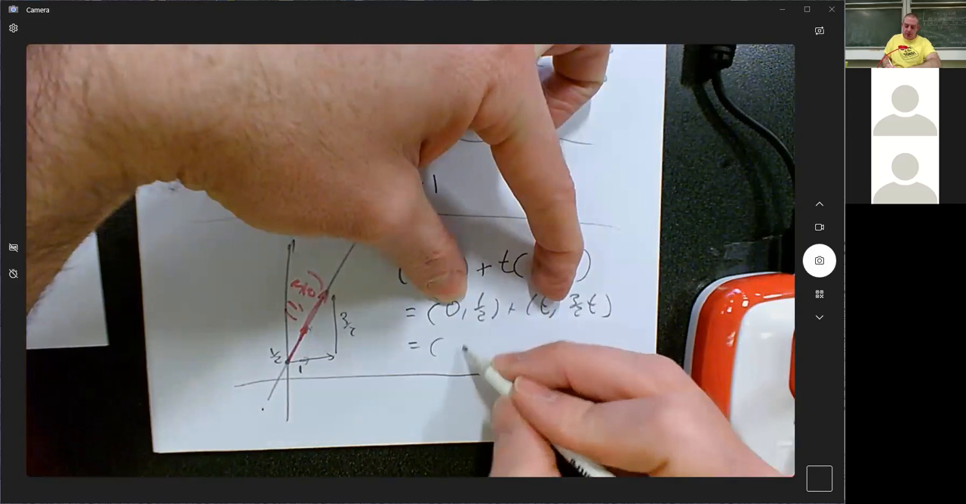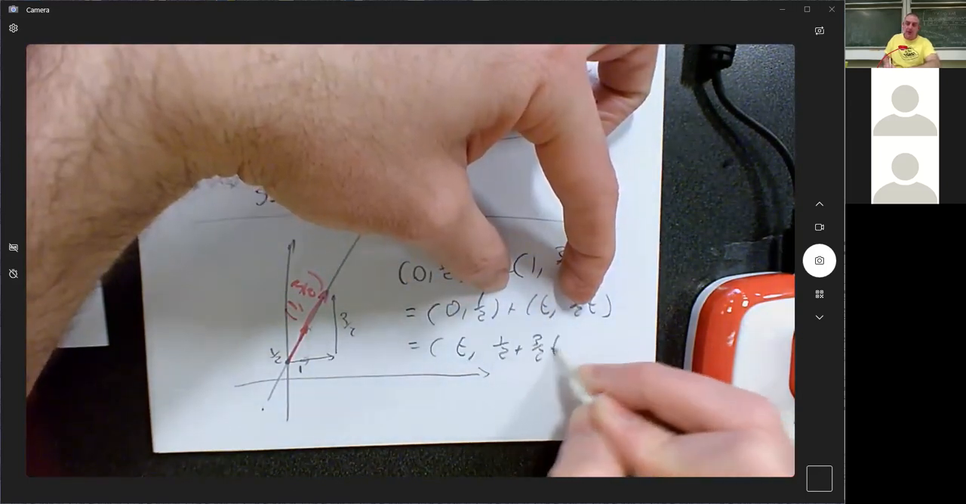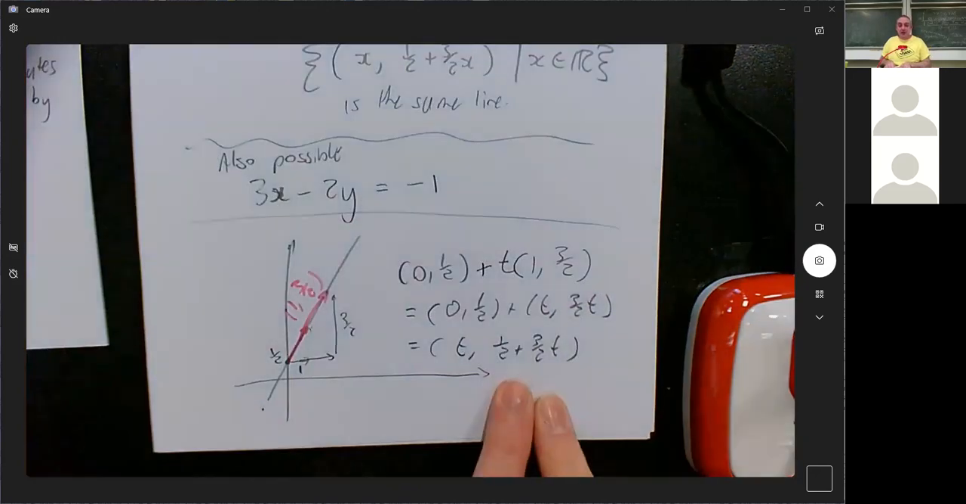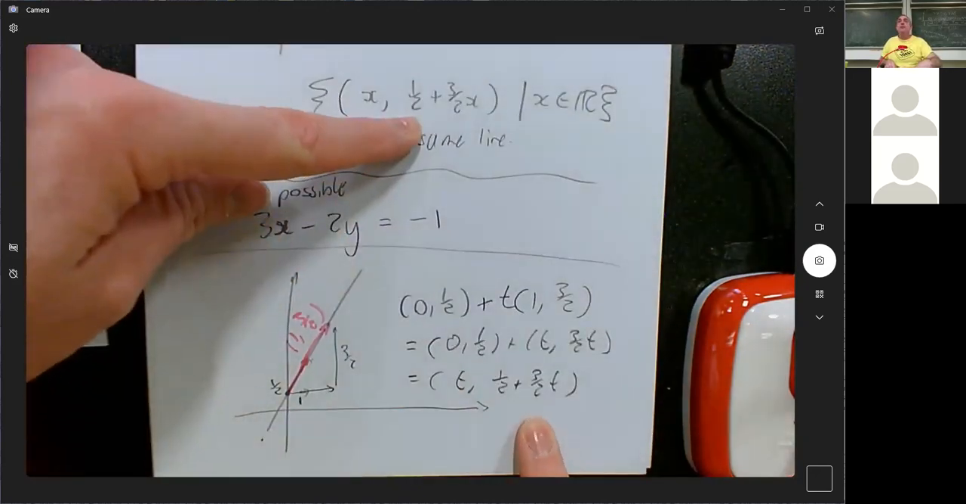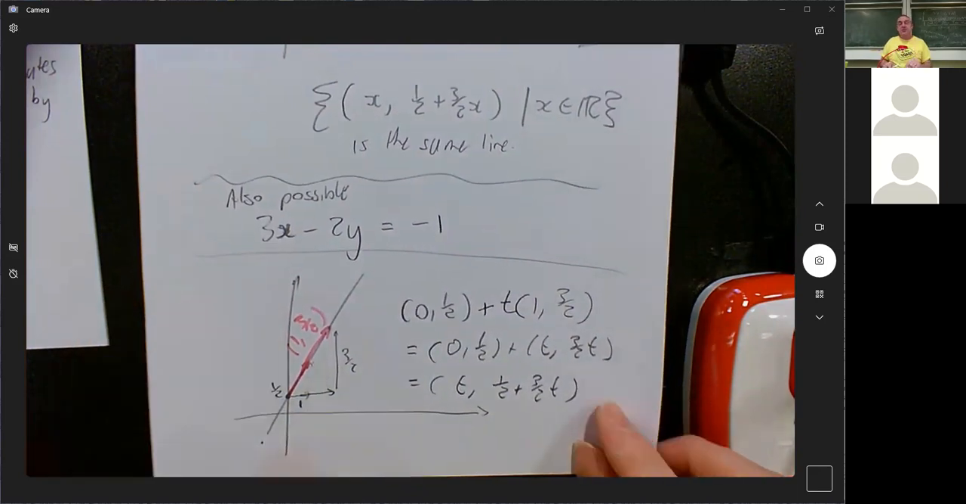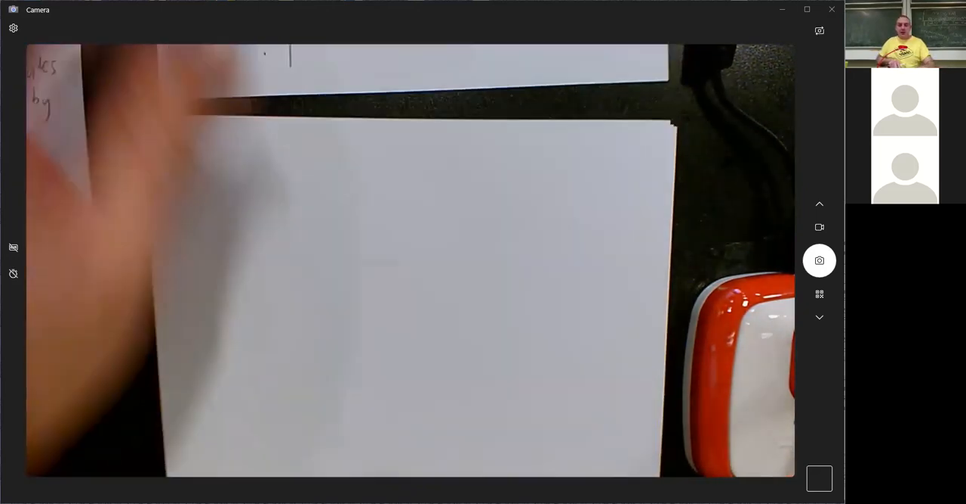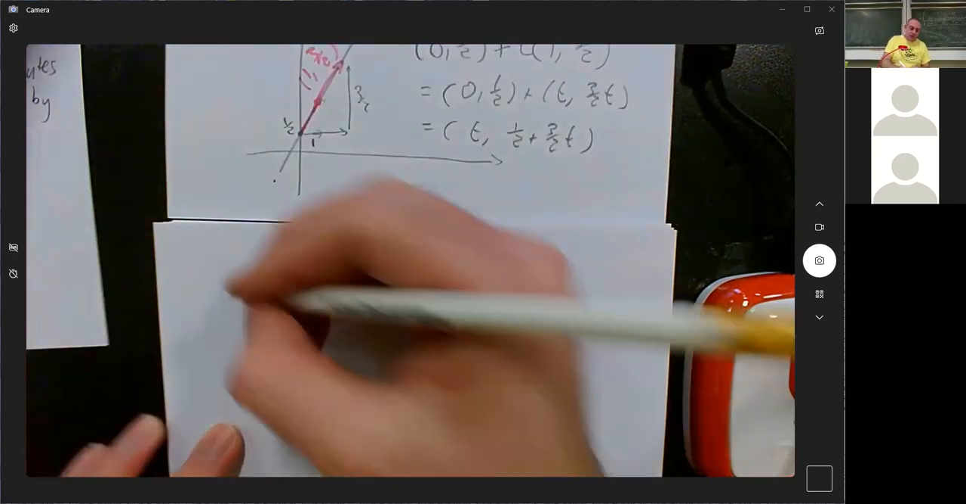Now those two coordinates is t, and those two coordinates is 1/2 plus 3/2t, which is exactly this, but with a t instead of an x. Yay, same thing. So that is another way to make a line. And I want to just talk that through just a little bit more, just to make sure we've got it.